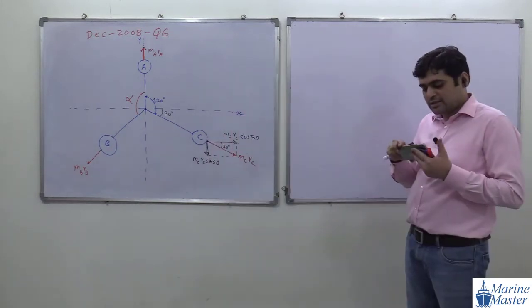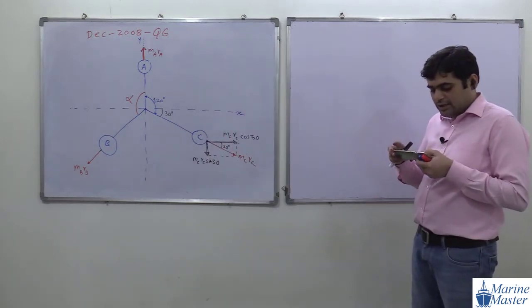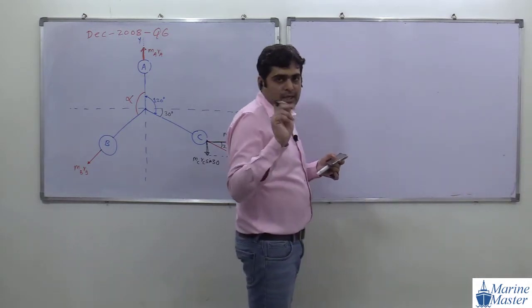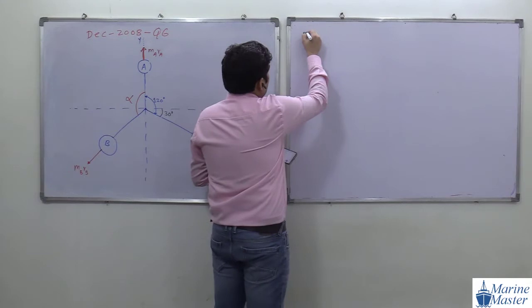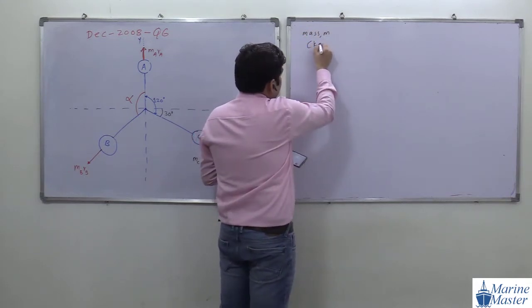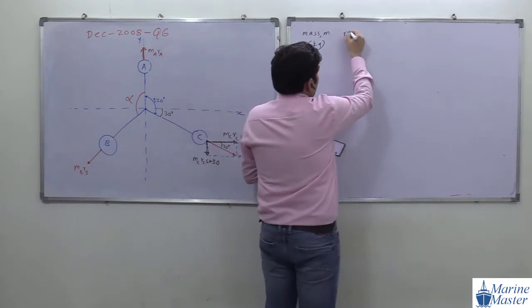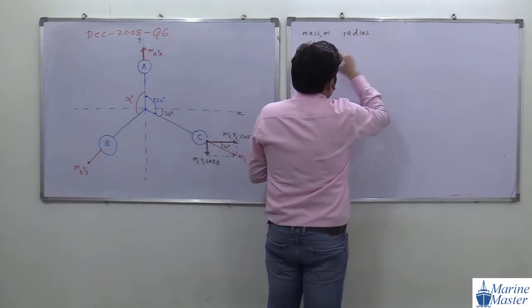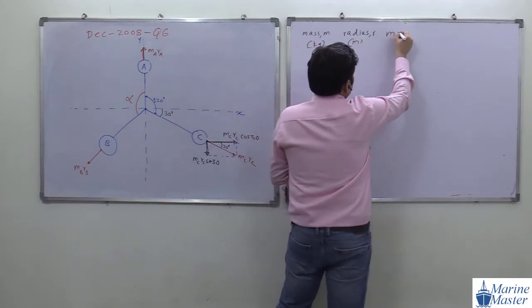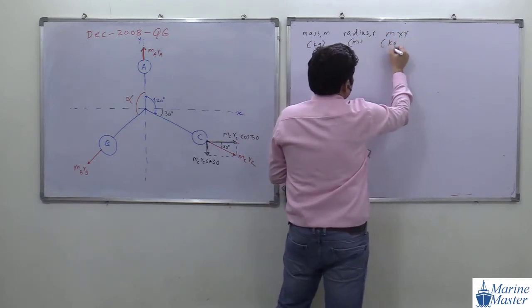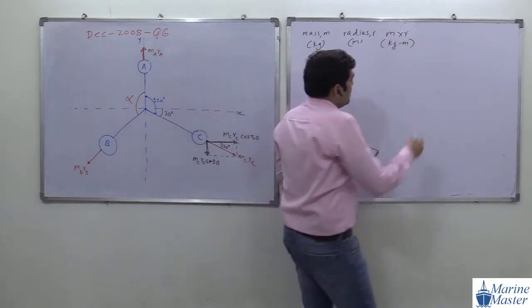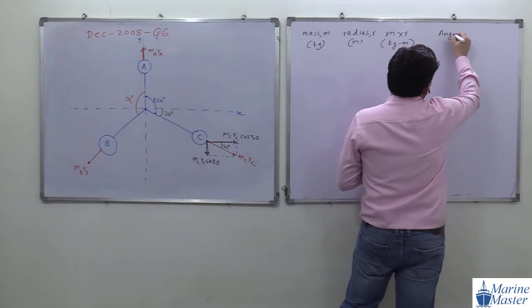Now guys, try to see the scenario next. We are going to form a table. The table consists of mass, denoted by M, in kg. Then radius, denoted by R, in meter. Then M into R, the unit is kg meter. Then their corresponding angular position.